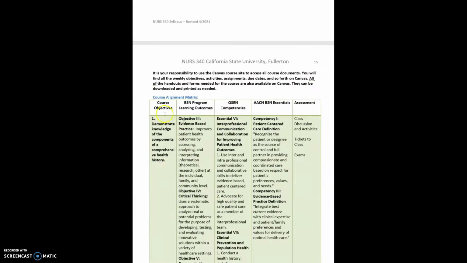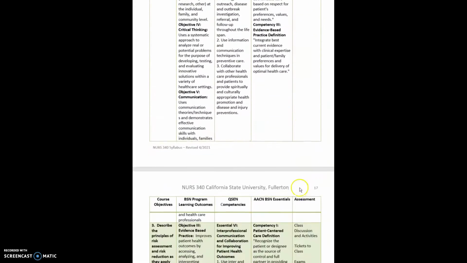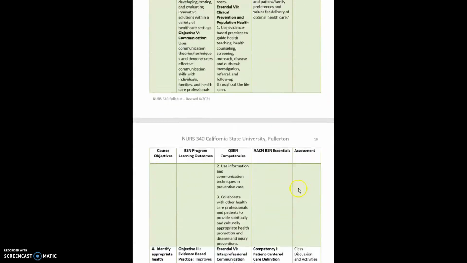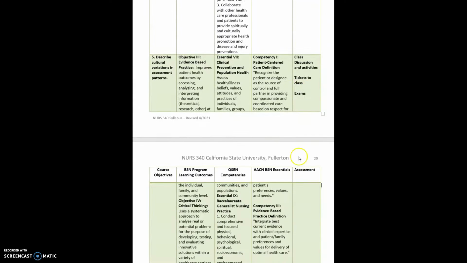And then here is all of my learning matrices looking at the BSN program, my Qs and competencies, AACN, which is actually just changing, and then how I assess them in the class itself. So it's many, many pages, but I did a little walkthrough just to give you an idea of what the class will entail.